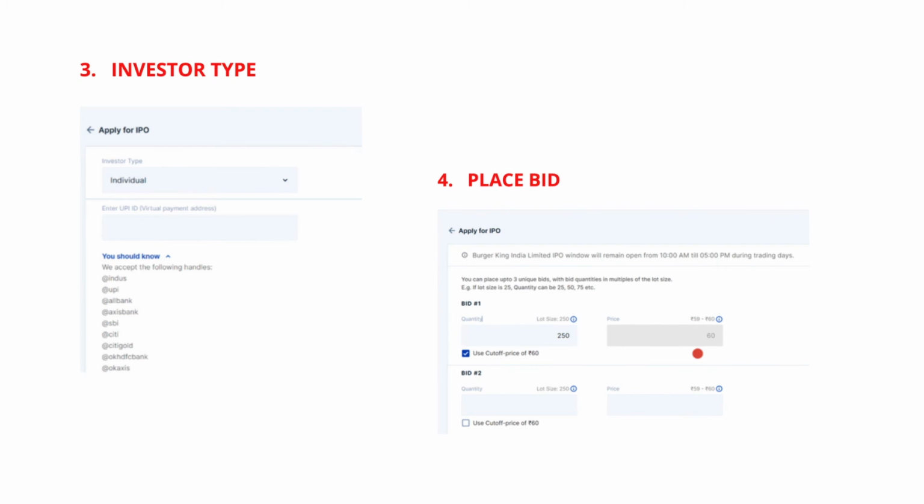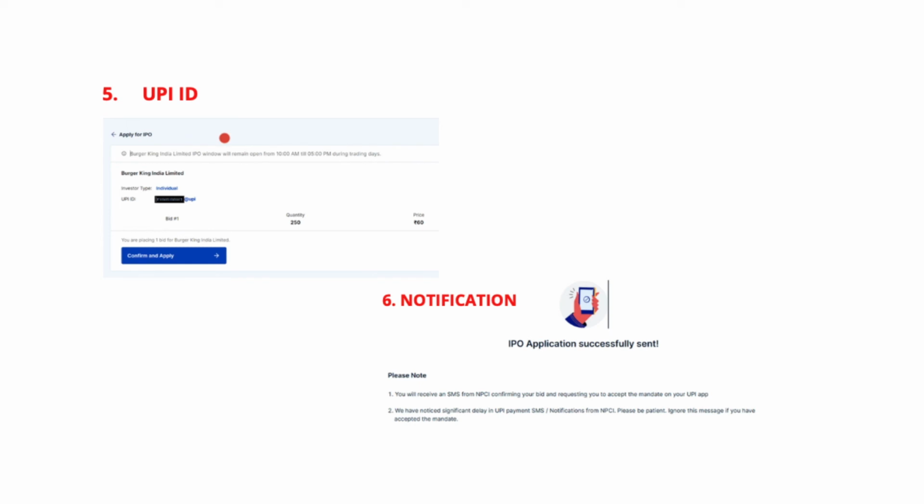When they issue IPO, they will mention a price range. Suppose for Burger King, it was 59 to 60 rupees price range. In that price, you can specify any price amount, 60 rupees or 59 rupees, you can place a bid, okay. And after that, you will have to enter your UPI ID for the bank account.